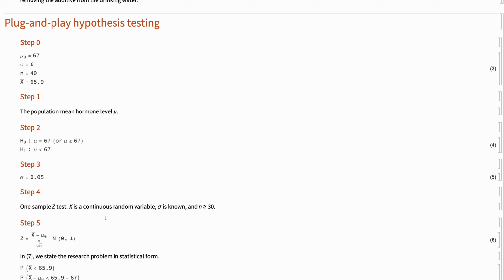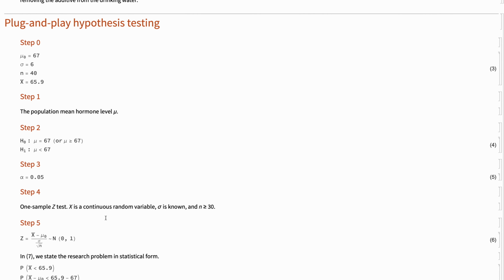Someone else wants to read my study. They have got a different population in front of them. They want to know, can they use these results? So we need to know the population value. In step 1, we write that population parameter that we're interested in, and here it's the population mean hormone level, mu. Step 2, we write our null and alternative hypothesis.